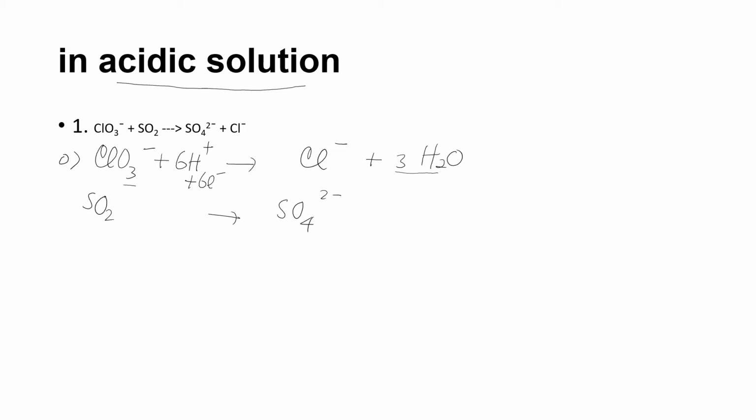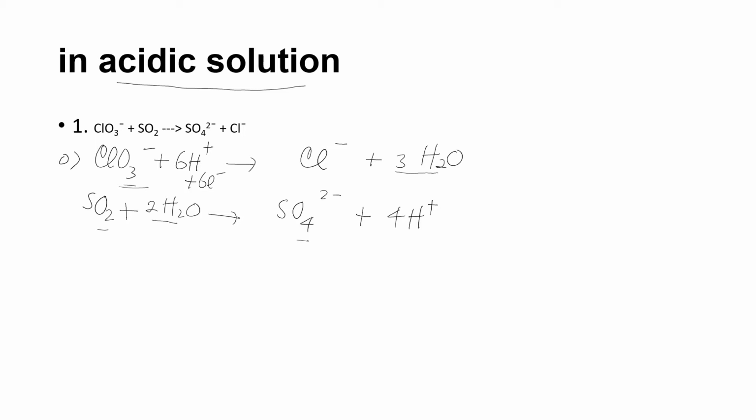For SO2 to be SO4 2 minus, the number of oxygen on the left is only 2, on the right there are 4. So we need to add on the left hand side 2 H2O, and then on the right hand side right now we have 4H plus. After that we balance the charge.